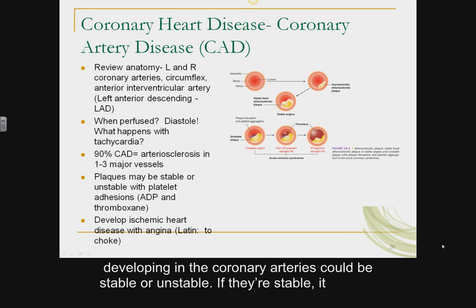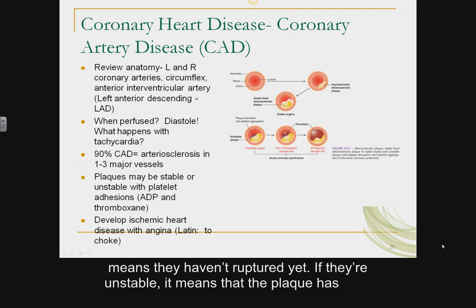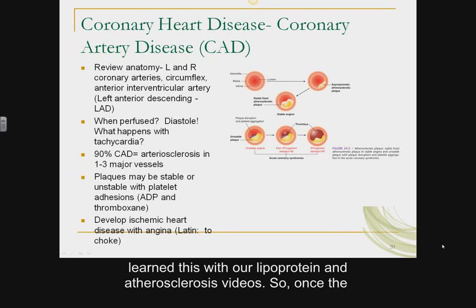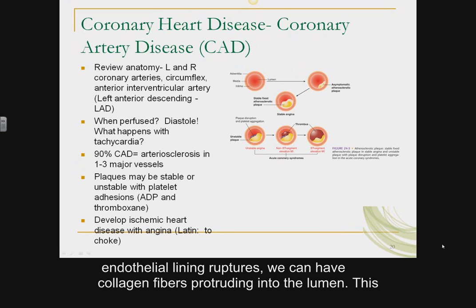The plaques that are developing in the coronary arteries could be stable or unstable. If they're stable, it means they haven't ruptured yet. If they're unstable, it means that the plaque has broken through the endothelial lining, and now you can have platelet aggregation. And we learned about this, didn't we, with our lipoprotein and atherosclerosis videos.